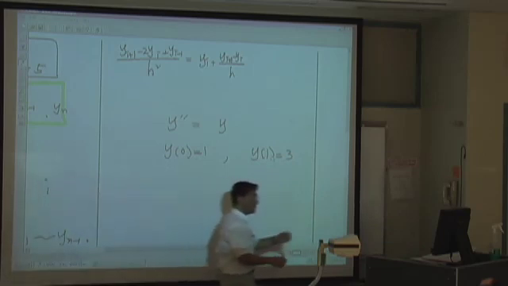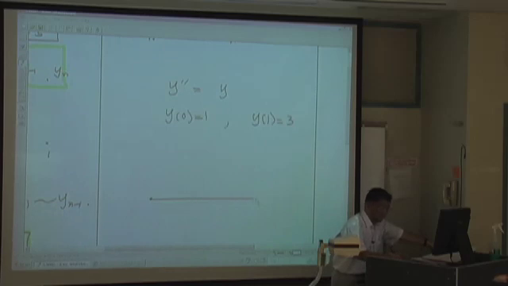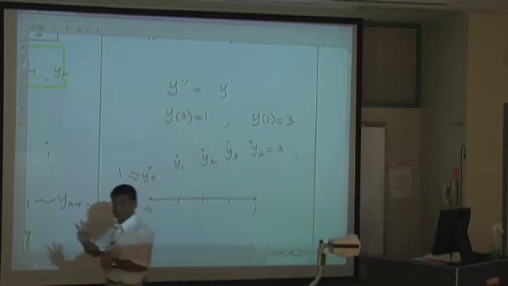And I will break up the interval from 0 to 1 by 4 pieces, 4 subintervals. So y0 is here, and then y1 is here, y2 is here, y3 is here, y4 is here. And y0 is by definition 1, y4 by the given condition is 3. In other words, how many unknowns should we determine? 3 unknowns.